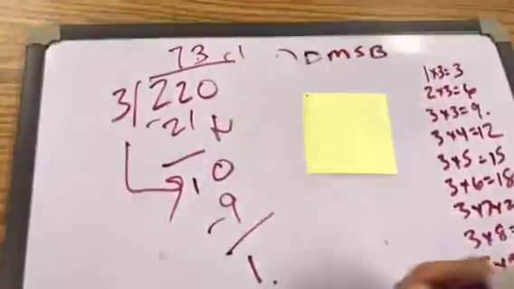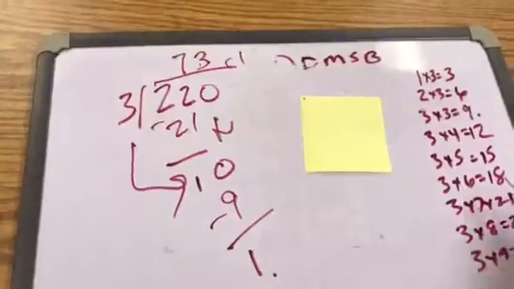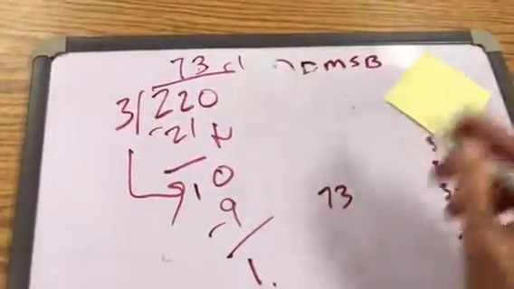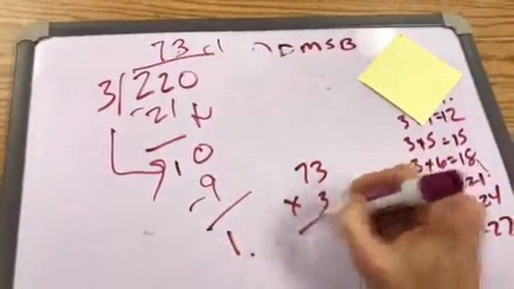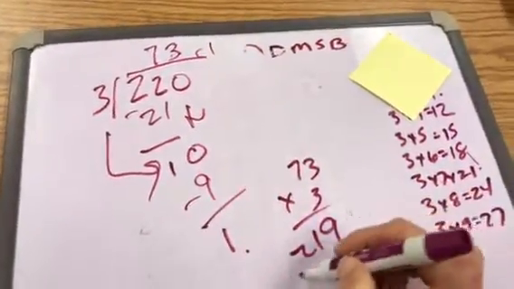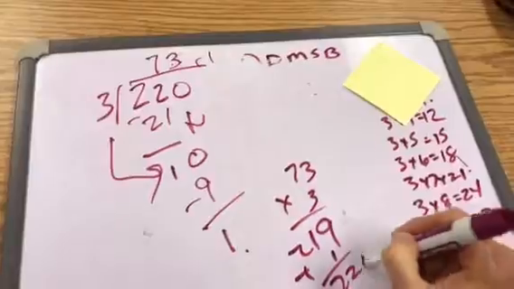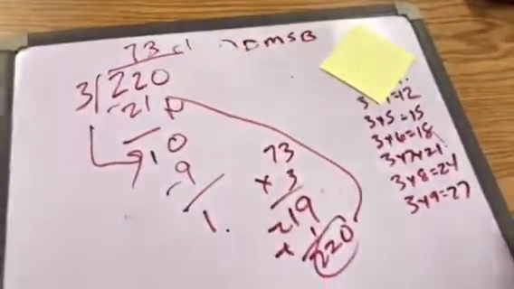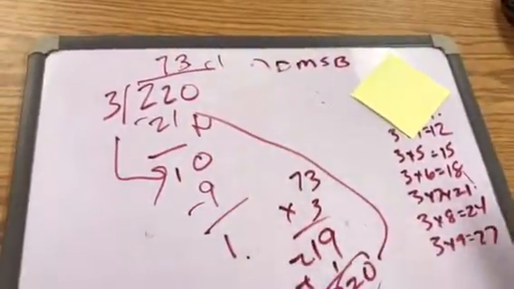And I ask myself again, does that make sense? And it is a reasonable answer, and so I would check it by coming over here and doing 73 times 3, 219, plus a remainder of 1 is 220. Those match, and so I'm done. And those are the steps I take.